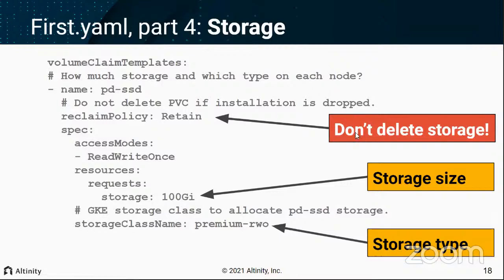The other things are pretty standard. If you're familiar with Kubernetes, we're asking for 100 gigs of what's called premium RWO. This is high performance SSD in Google Cloud. So that's it. We have this all in one file. We applied it. Kubernetes comes up and it runs.